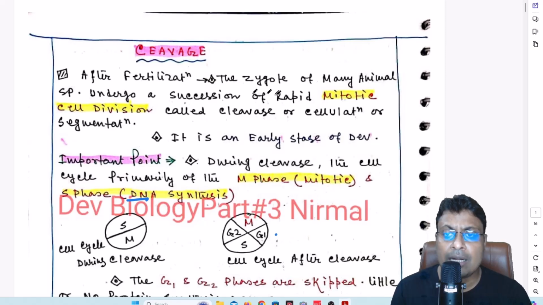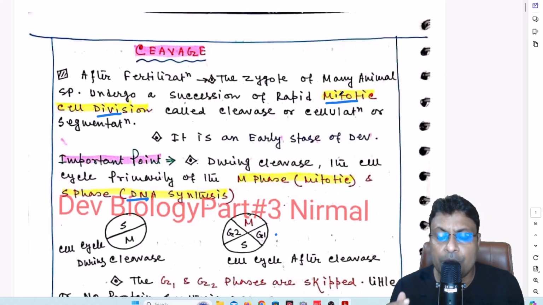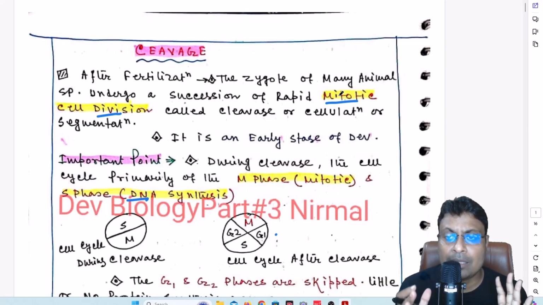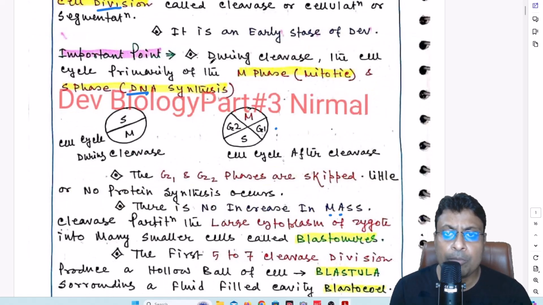So the zygote undergoes mitotic cell division. Cleavage is a type of mitotic cell division by which the single-celled zygote is transformed into the multicellular morula and the blastula. So this special type of mitotic cell division is known as cleavage. We will see a few important points of cleavage.